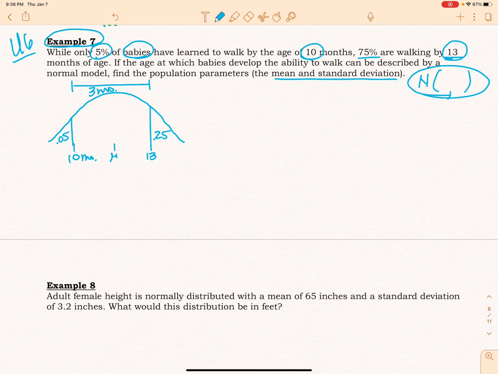We've got to figure out what our areas would be at these specific values so that we can calculate a z-score. We're going to use our chart to look up the area at 5%. That will give me my z-score at 10 months. And I'm going to then also find the z-score at 75%, because that will give me the z-score over here.